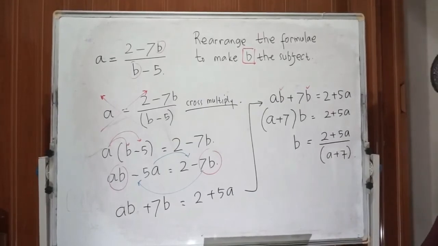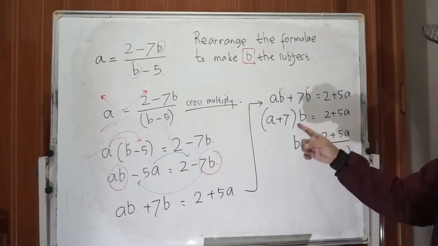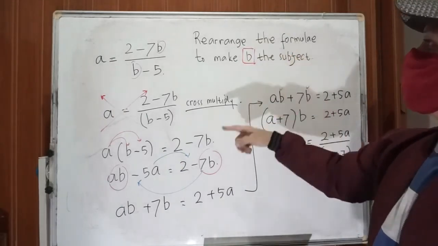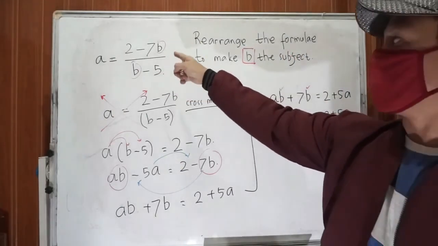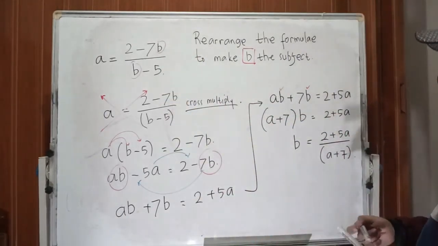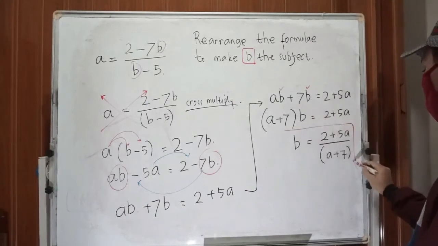Finally, we got B as the subject after rearranging the formula A equal 2 minus 7B over B minus 5. We got the new subject of B in the new formula.